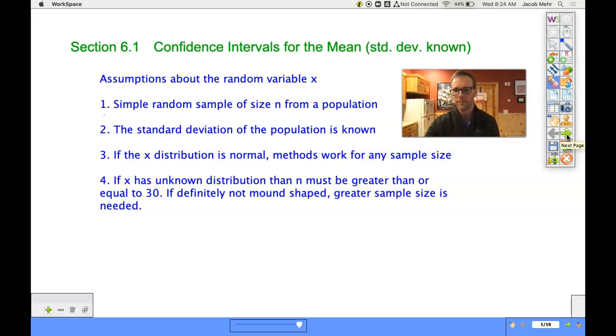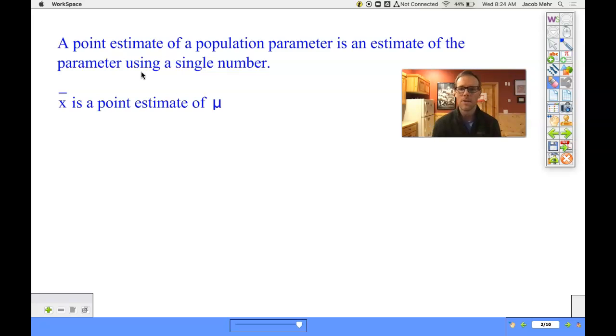Okay. Now I talked about using X bar to estimate mu. Okay, that's called a point estimate. A point estimate of a population parameter is an estimate of the parameter using a single number. So X bar is a point estimate of mu, and we'll talk about other point estimates here, but we're really focusing right now on estimating mu, the population mean, and X bar is that point estimate.